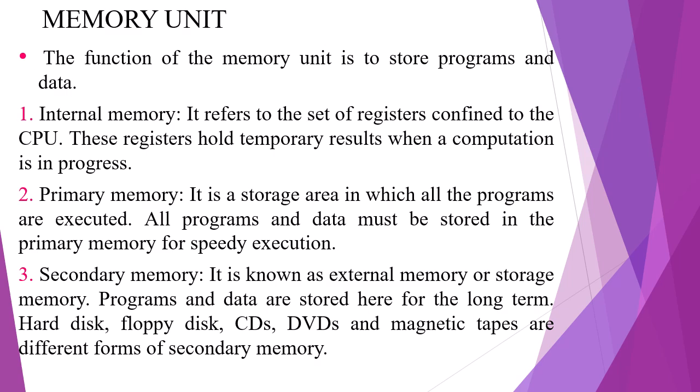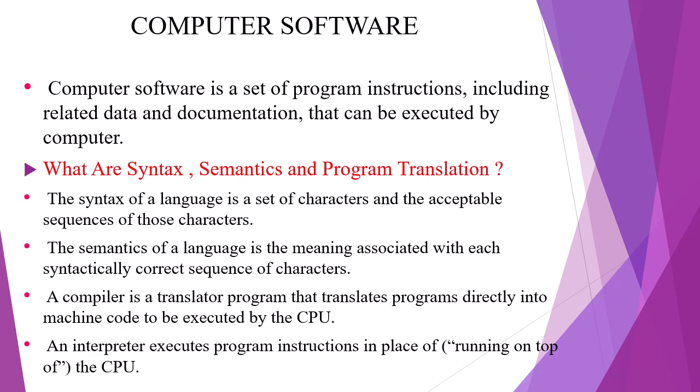Secondary memory is known as external memory or storage memory. Programs and data are stored here for a long time. Hard disks, floppy disks, CDs, DVDs, and magnetic tapes are different forms of secondary memory. Computer software is a set of program instructions, including related data and documentation, that can be executed by a computer.